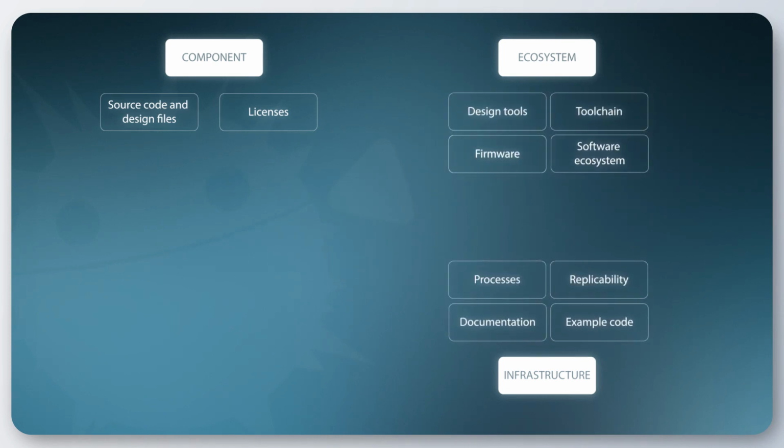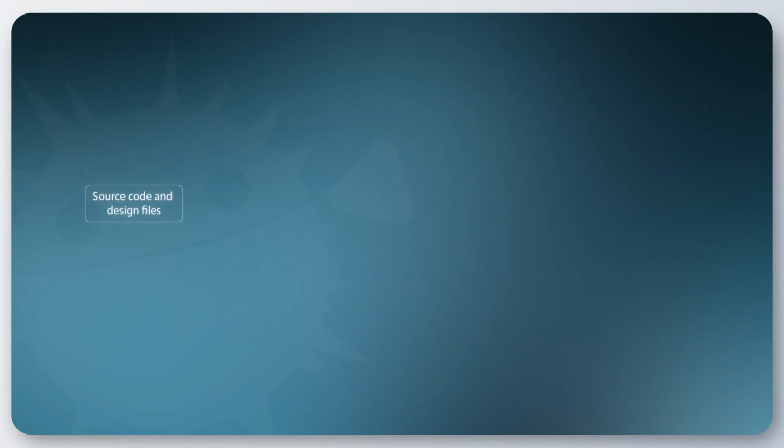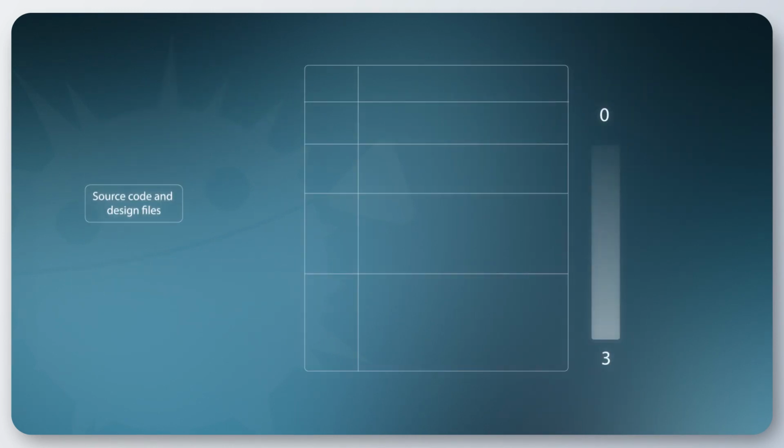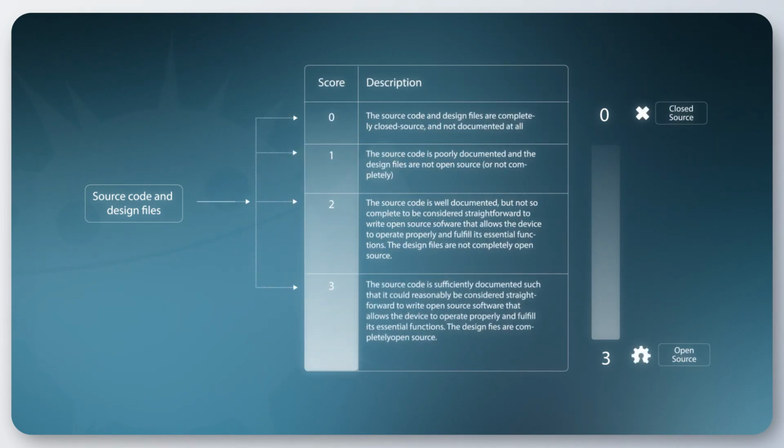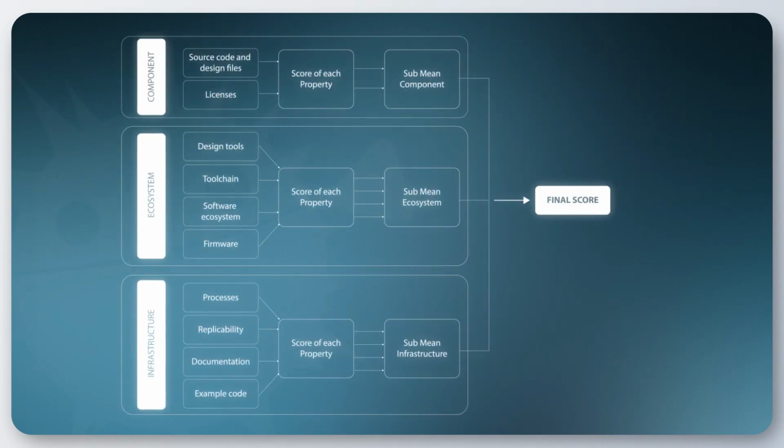All properties are rated on a scale of 0 to 3, depending on a description created by ORSHIN. For instance, the source code and design files are rated based on the degree of openness, ranging from closed source to open source. The final score is calculated by taking the weighted mean of the ratings for the properties evaluated in the components, ecosystem, and infrastructure groups.